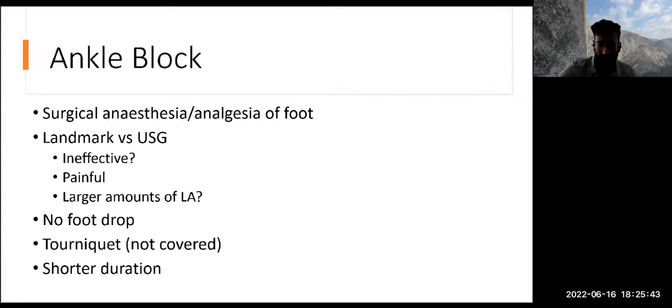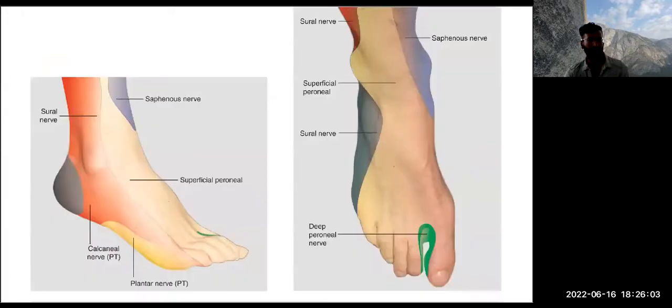It doesn't create a foot drop, which can be a benefit for ambulatory patients, and it won't cover any form of tourniquet, either a calf or thigh. Potentially your local anesthetic at this location is going to last a little bit shorter, and if you're after duration, you might be better off doing a pop sciatic instead.